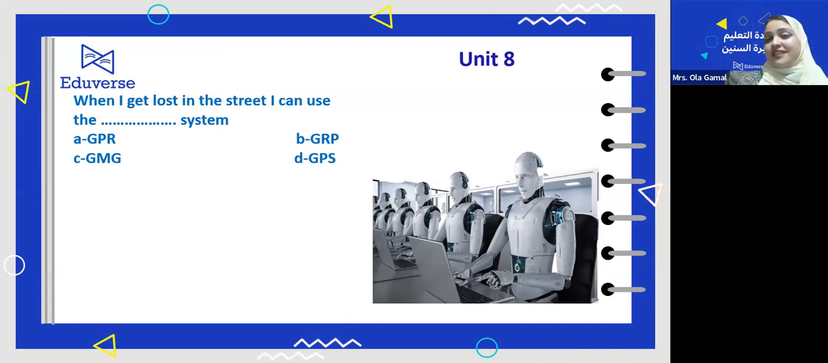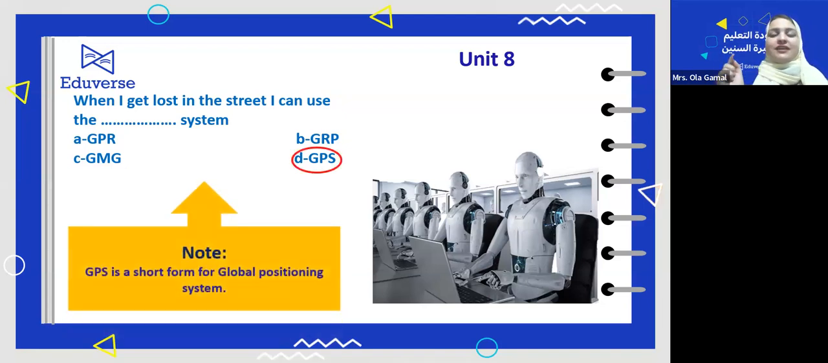Which system can we use if we get lost or if we want to go to a place and we don't know how to get there? You can use this, and it's easy on your mobile phone, which is the GPS. Excellent. But what is it an abbreviation for? Yes, it's the short form for global positioning system. So GPS is a short form for global positioning system.